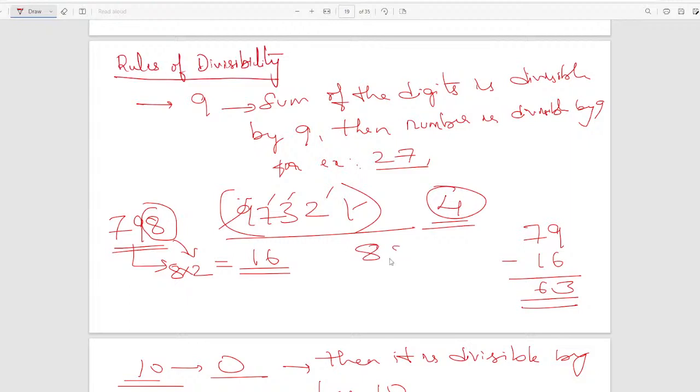You can take 855. You multiply the last digit by 2. This will be 5 into 2, 10. 85 minus 10 is 75. 75 is not divisible by 7. So this 855 is not divisible by 7. I hope this is clear.